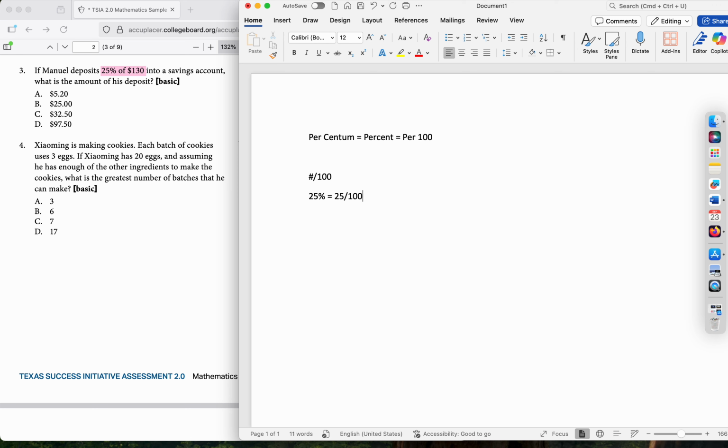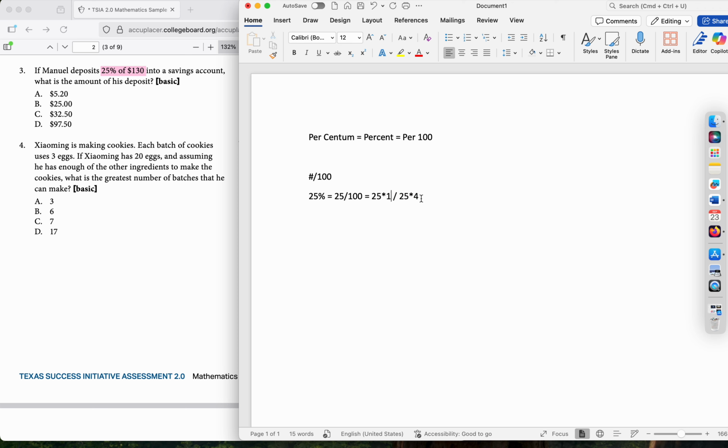Well, we can reduce that, right? So 25 goes into 100 4 times. So let's represent that. 25 times 1 over 25 times 4. And so 25 times 4 equals 100. 25 times 1 is 25.